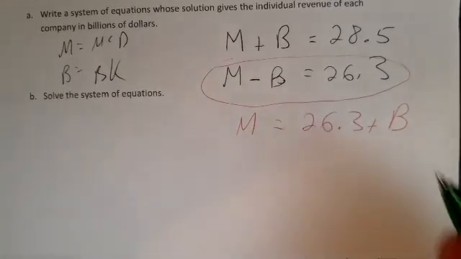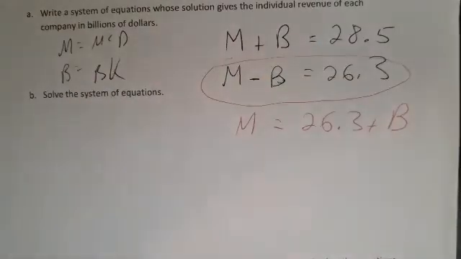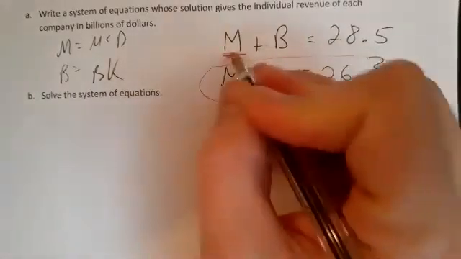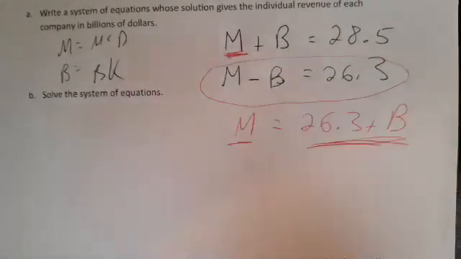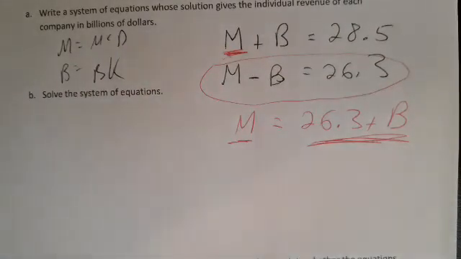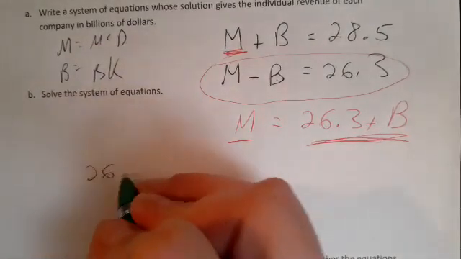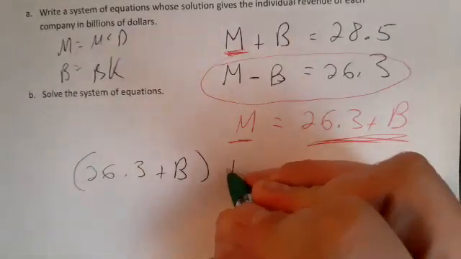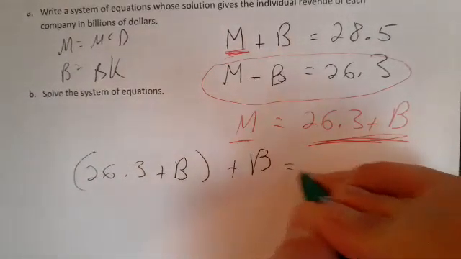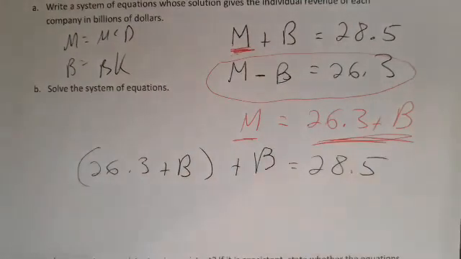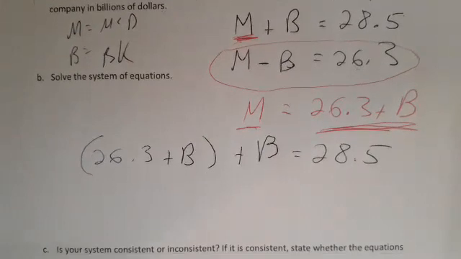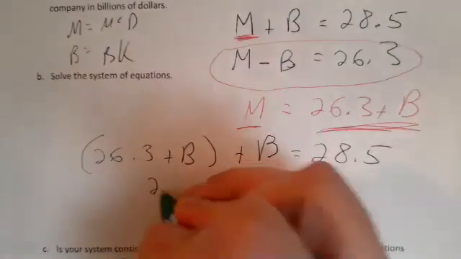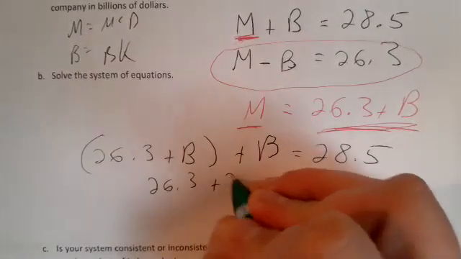And so we want to take this thing, and everywhere that there's an m, I want to plug in this thing. They are the same thing. So instead of m, now I'm writing 26.3 plus b. And I want to add b, and that's going to get me to the 28.5. And now you might notice everything is a first order linear equation, 26.3 plus 2b.